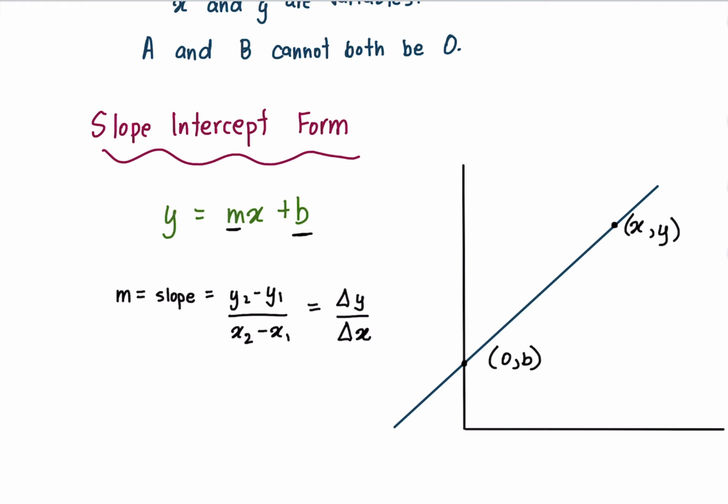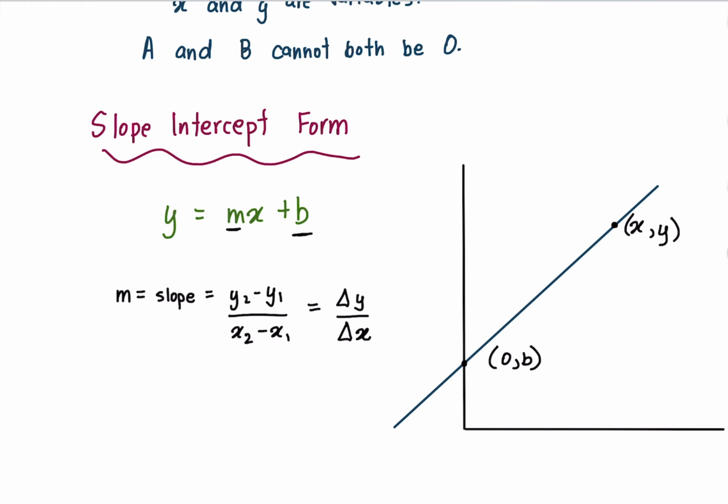Normally this would be (a, b), but since we know that this is our y-intercept, we know that x must be equal to 0, because that is where the y-axis is being intersected. So this is (0, b). Now, how are we going to use this formula over here?